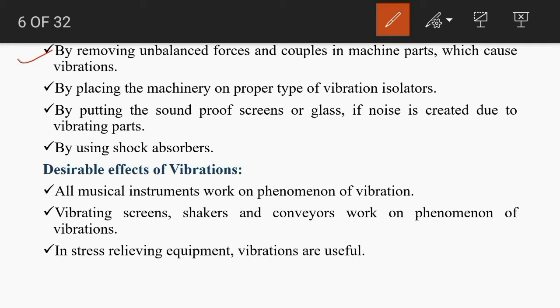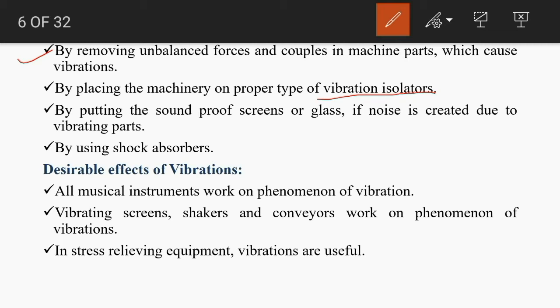Next one, by placing machinery on proper types of vibration isolators. By using vibration isolators, we can avoid the transmission of forces from the machine to the foundation or other supporting structures. That's how we can avoid failure of the system, and we can avoid the undesirable effects of vibration. For vibration isolators, we can use rubber, felt, cork, or we can even use metallic springs. That part we are going to discuss later.